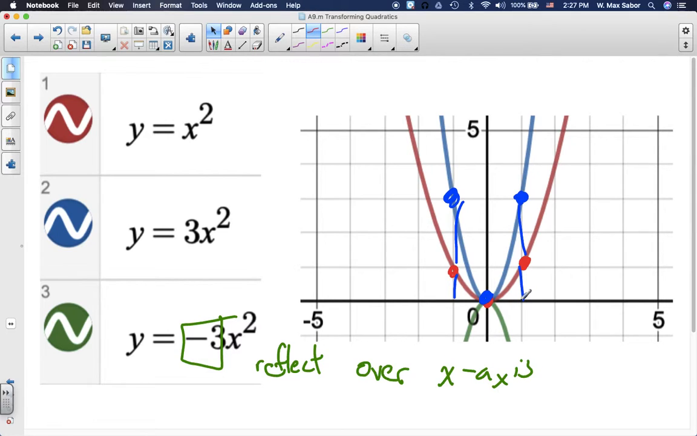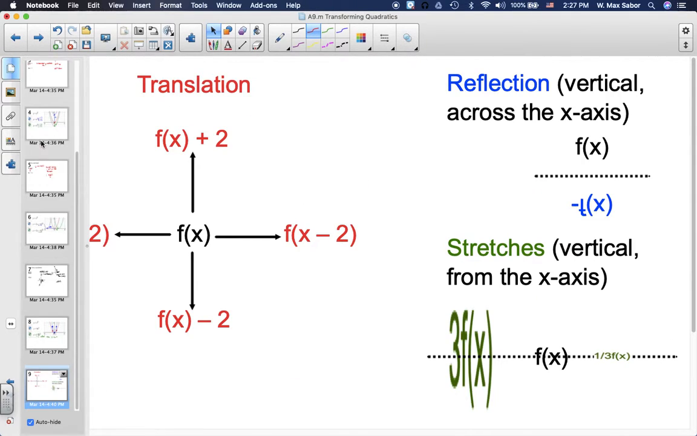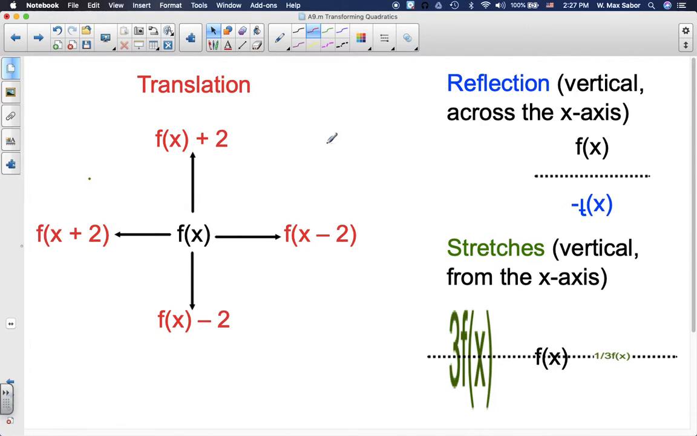So the summary of all of this is that if we add or subtract, it's a translation, a slide. And that slide, if it's outside, it will be up or down. If it's inside, it'll be left or right. But most importantly, notice that adding inside moves it left and subtracting inside moves it right. Not what you expect for left and right. It is what you expect for up and down.